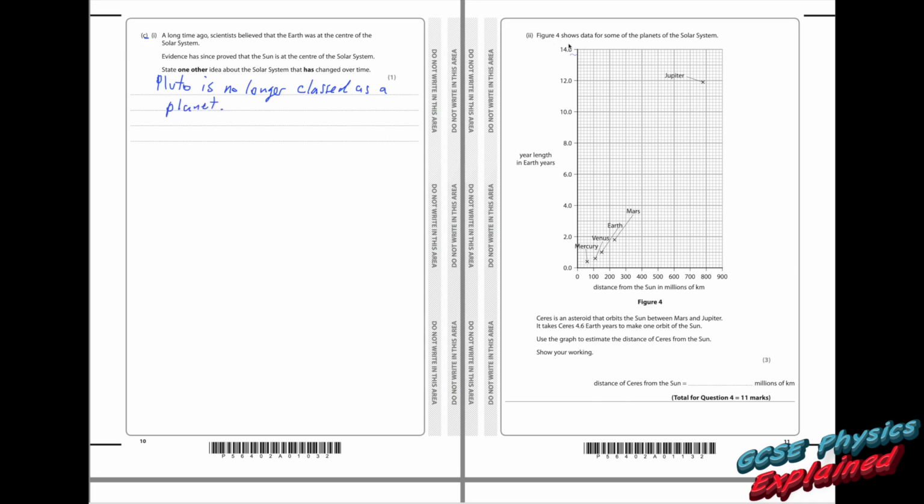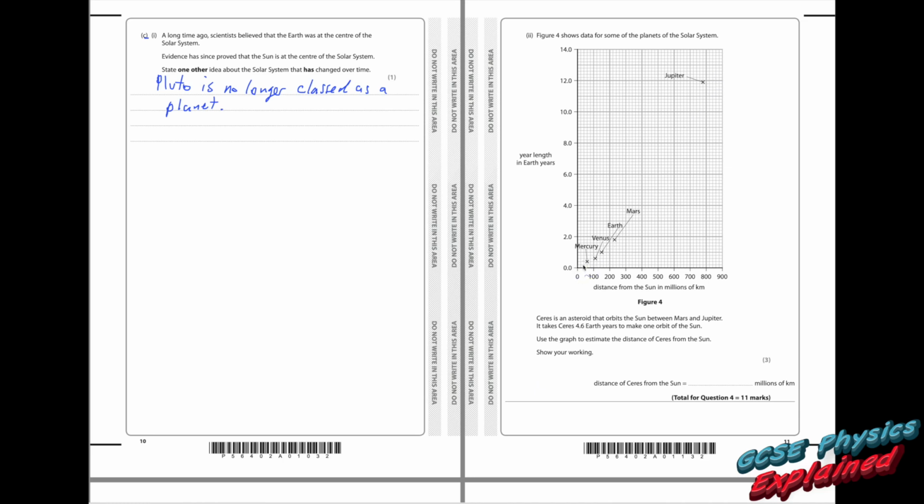Part 2. Figure 4 shows data for some of the planets of the solar system. So there's the year length in Earth years, and that's the distance from the Sun in millions of kilometres. Ceres is an asteroid that orbits the Sun between Mars and Jupiter. It takes Ceres 4.6 Earth years to make one orbit of the Sun. Use the graph to estimate the distance of Ceres from the Sun. Show your working.